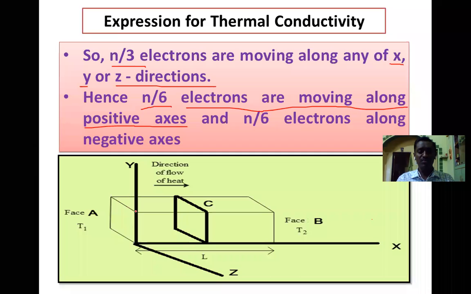Negative is mentioned here because suppose we have the origin. Then n by 6 move along this direction, n by 6 again along this direction, n by 6 along this direction, and similarly for the z axis. So in general, n by 6 electrons move towards the positive directions, and n by 6 move towards all the negative directions. Let us see the further part.